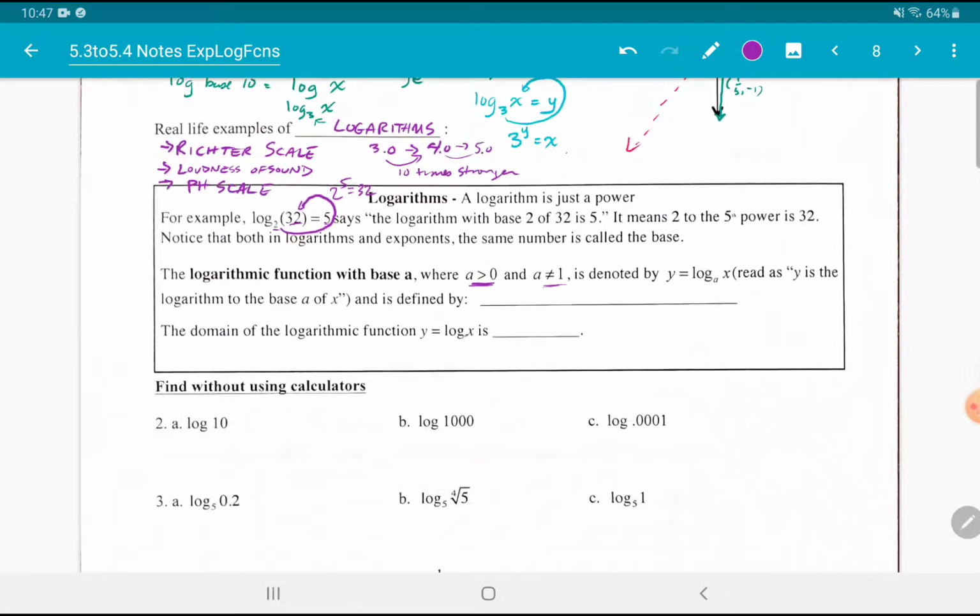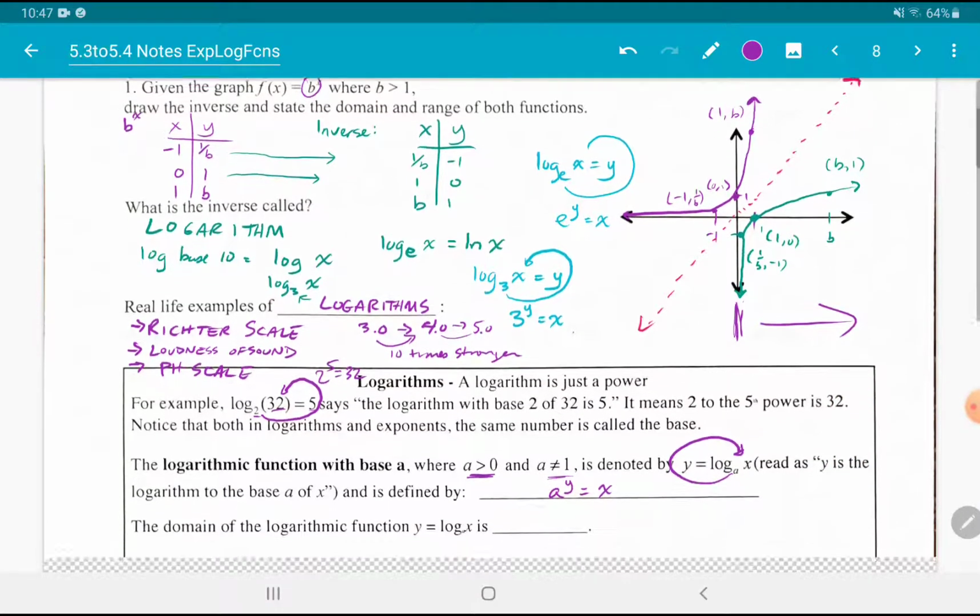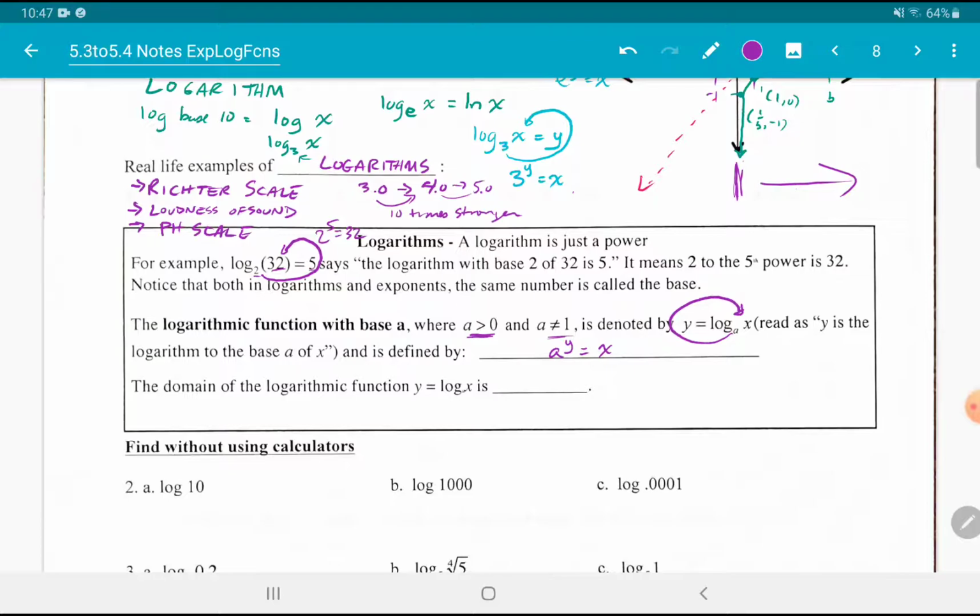Okay? All right, so we defined our function, as we said earlier, using the loop trick as a to the y is equal to x. The domain of the logarithmic function, as you see in our graph up here, goes from the y-axis and only goes forward to the right. So we see here that the domain of our function is all values from 0 non-inclusive, because there's an asymptote there, to infinity.